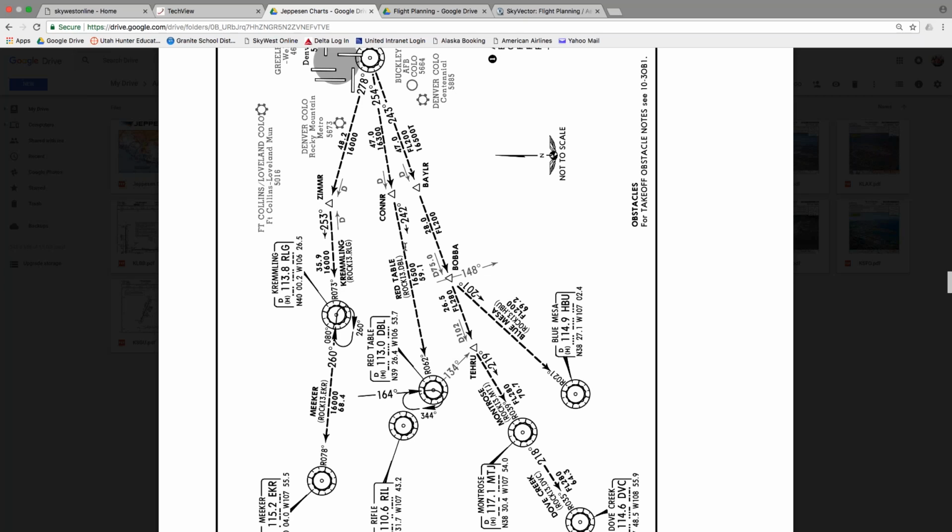So from the, is that Denver? Denver VOR. That is the Denver VOR. Okay. Denver VOR to the Zimmer waypoint right here is 48.2 miles. From Zimmer to Kremling, it's 35.9 miles, and then from Kremling to Meeker, 68.9.